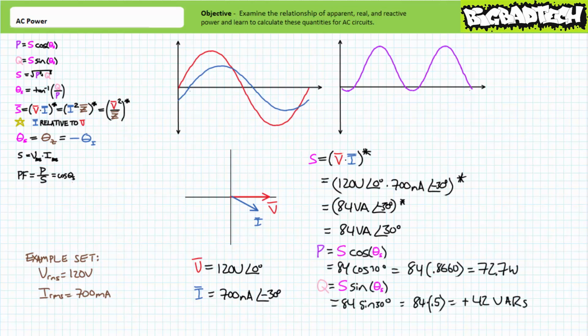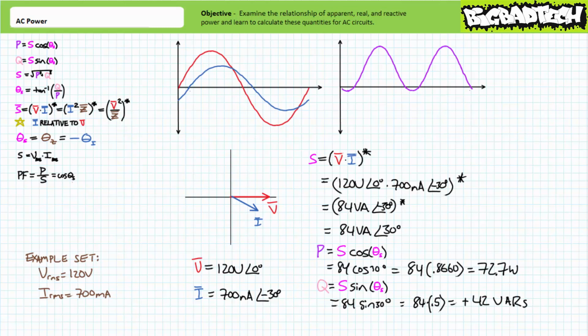As previously, we can resolve apparent power into real and reactive components. Real power equals the apparent power magnitude times the cosine of the apparent power angle. Substituting in our given values yields a real power figure of 72.7 watts. As we anticipated, real power has gone down. Reactive power equals the apparent power magnitude times the sine of the apparent power angle. Substituting our given values yields a reactive power of positive 42 VARs. Reactive power has gone up.